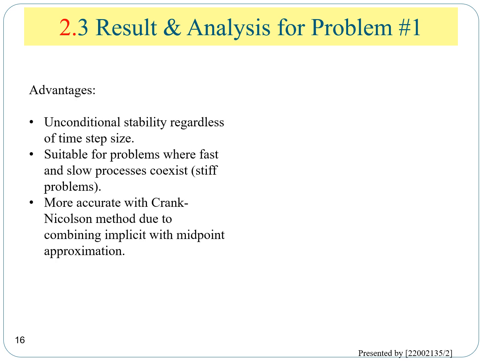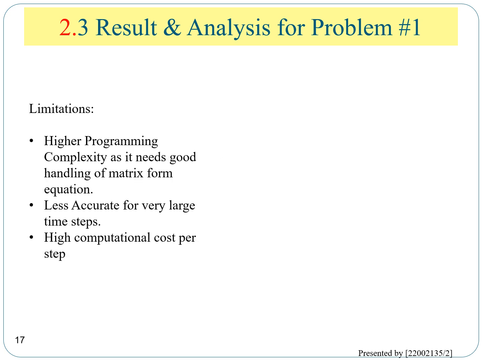The advantages are unconditional stability regardless of time step size, suitability for problems where fast and slow processes coexist, and more accuracy with the Crank-Nicolson method due to combining implicit with midpoint approximation. For the limitations, it has higher programming complexity as it needs good handling of matrix equations, is less accurate for very large time steps, and has a high computational cost per step compared to the explicit method.